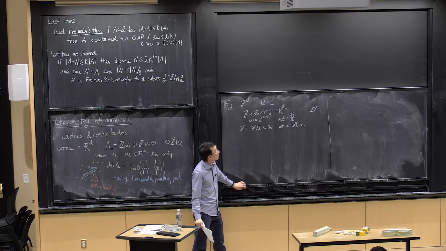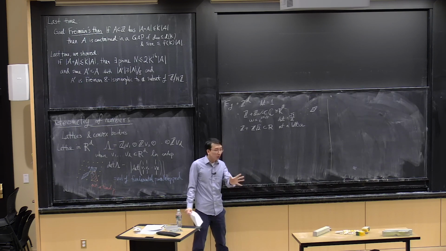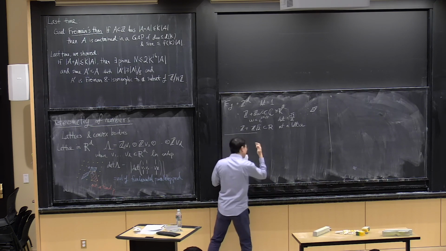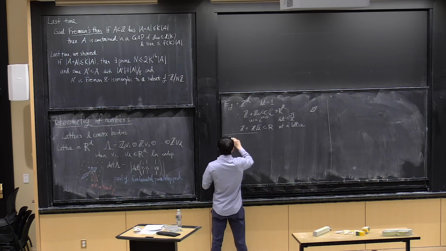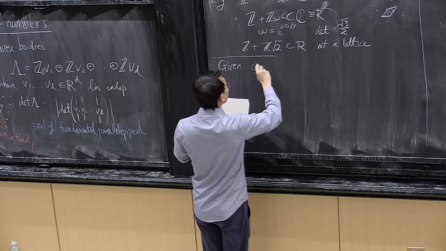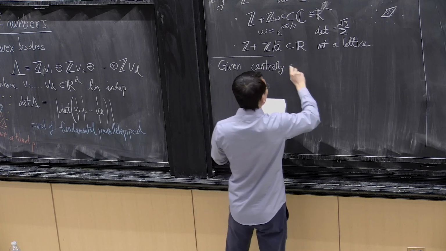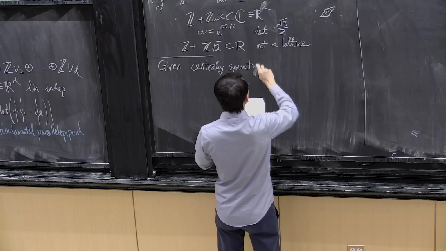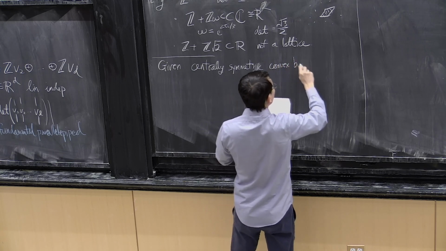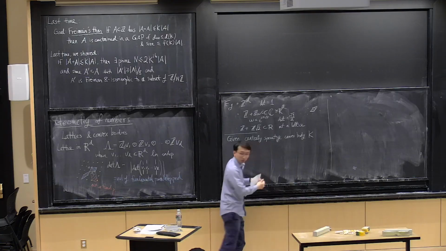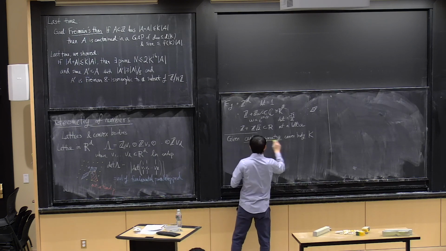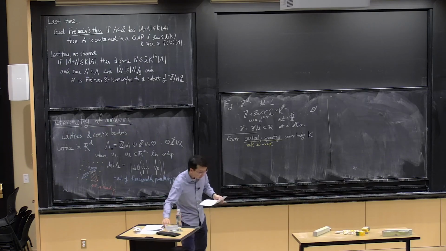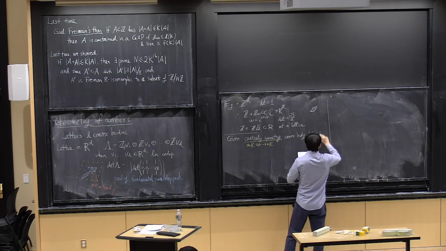Okay. Now, the next definition will initially be slightly confusing, but I will explain it through an example, or at least try to help you visualize what's going on. So if I give you a centrally symmetric convex body K, centrally symmetric means that K equals minus K. So x is in K if and only if minus x is in K. And I'm in d dimensions.